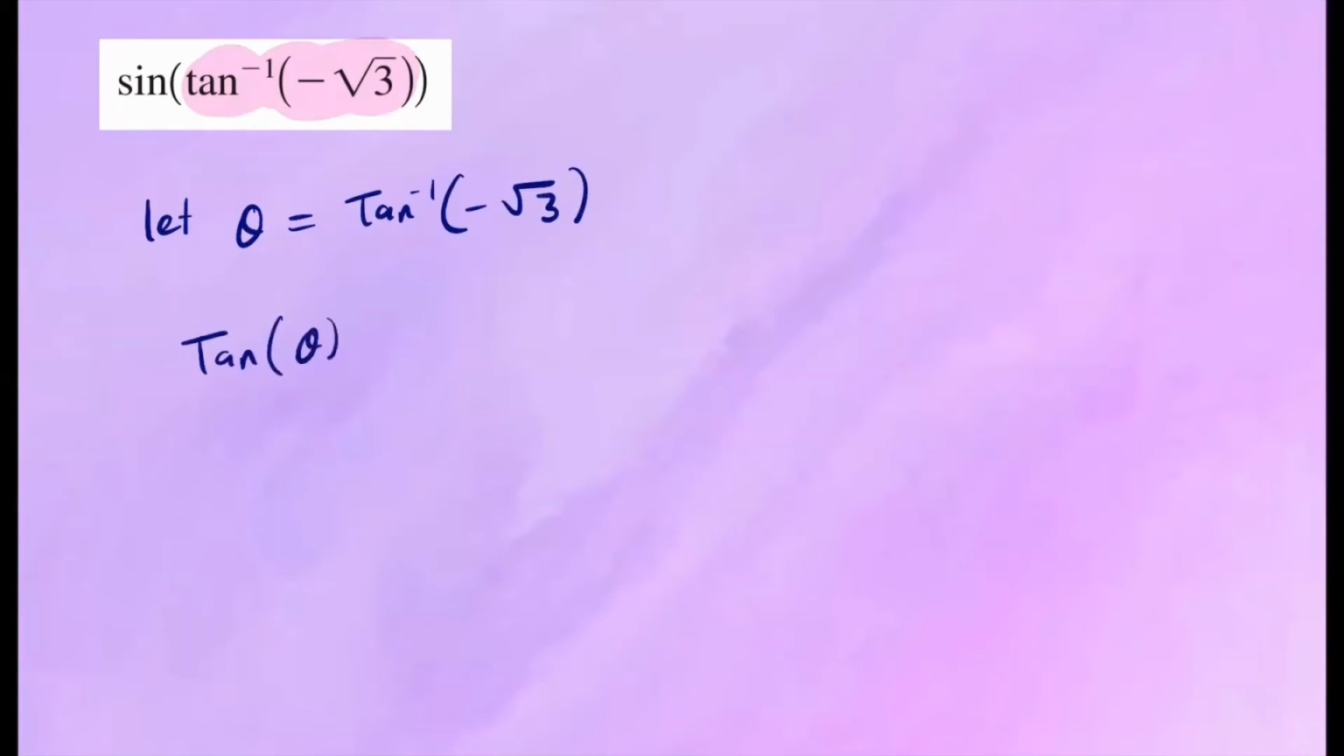Here's our last example. So again, we're going to set this to be equal to theta. So let theta equal tangent inverse of negative square root of 3. That means we're looking for tangent of some angle to give us negative square root of 3. And we have to make sure that this theta is within the domain of tangent inverse. So that's negative pi over 2 to pi over 2, not including them.